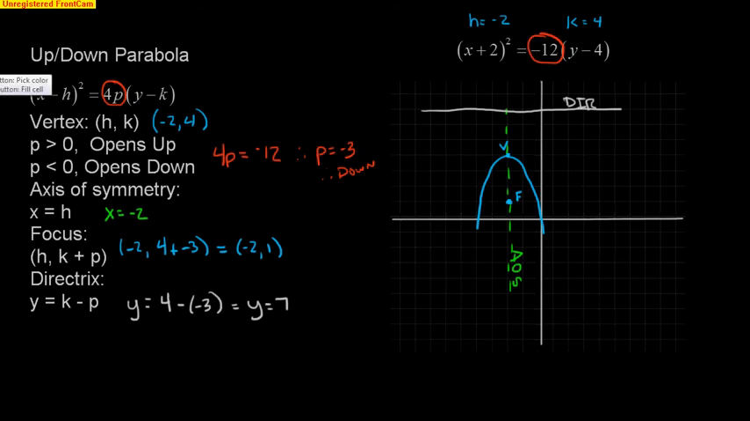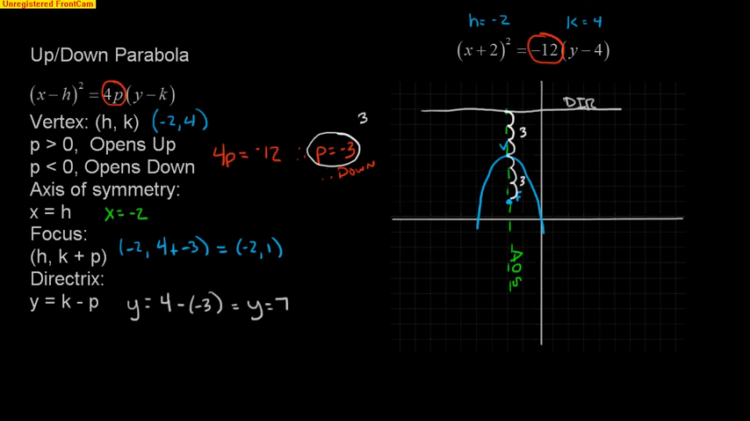Now, one little cheat that we can look at, okay, is that if we graph this correctly, the absolute value of our p-value is the same distance from the vertex to the directrix as the vertex to the focus. So if I take the absolute value of negative 3, I get 3. So if I count from here, I get 1, 2, 3. There's my p-value. If I go from my focal point to my vertex, 1, 2, 3, another 3. Those will always be the same distance, and it'll always be the p-value. Alright? So those are up and down.